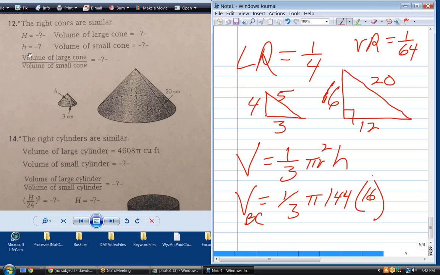And then we can get a number for the volume of the small cone. Just take this number, divide it by 64. But in terms of the ratio of the volume of the large cone to the volume of the small cone, that would be 64 to 1. Finally, they switch it to big over little. All right, so we got through 12.